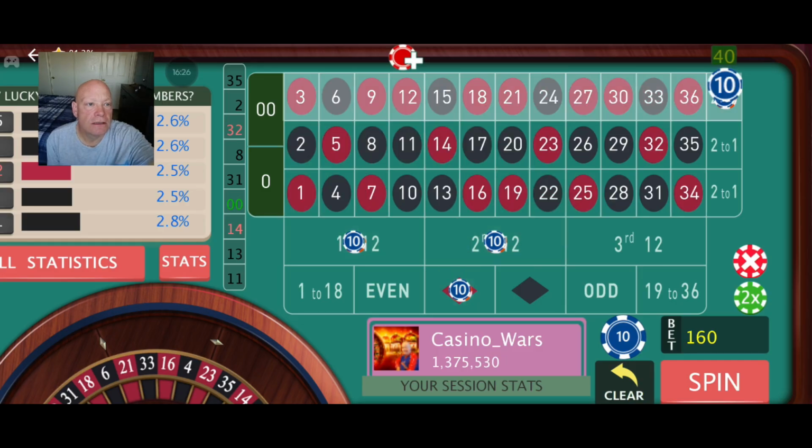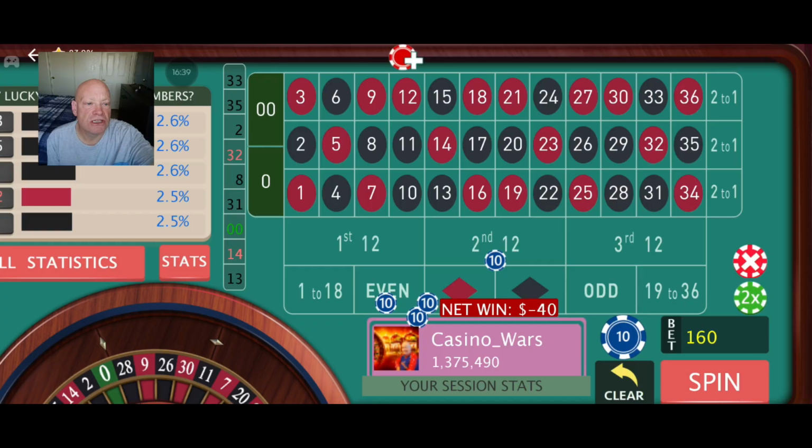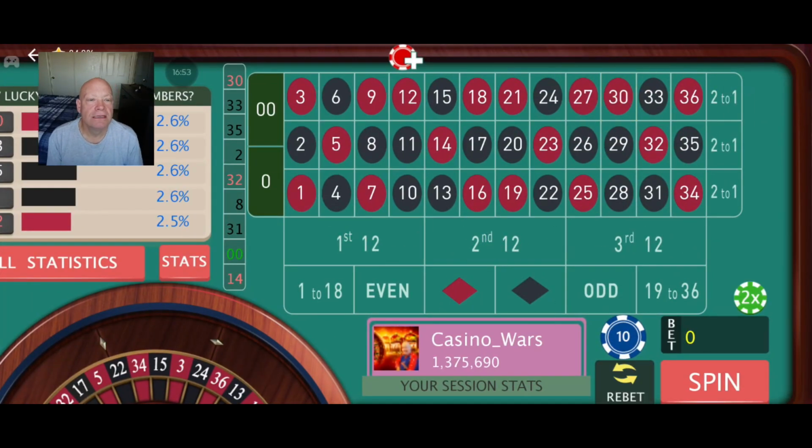So we're going to go up another unit on each and spin. We need one of those jackpot numbers to come in. That's a 33 black though. That's not good. It's a partial loss, so we're just going to rebet and spin. All these partial losses are really kicking us back. All right, that's a 30 red. Finally got a red. Hopefully it's on the top. It is. It's a 4 unit win.